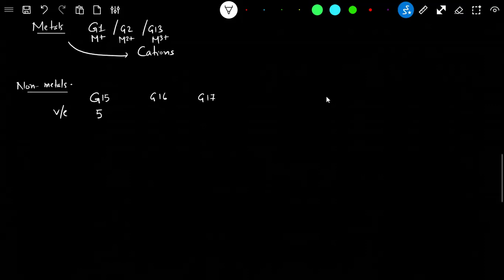We got 5 electrons out here, we got 6 electrons out here, and we got 7 electrons out here, right? 5, 6, 7. Now, what is the max gain by the rule? The max gain can always be 3 electrons.